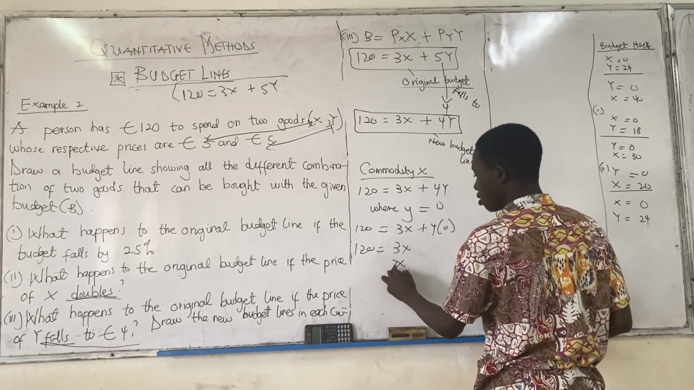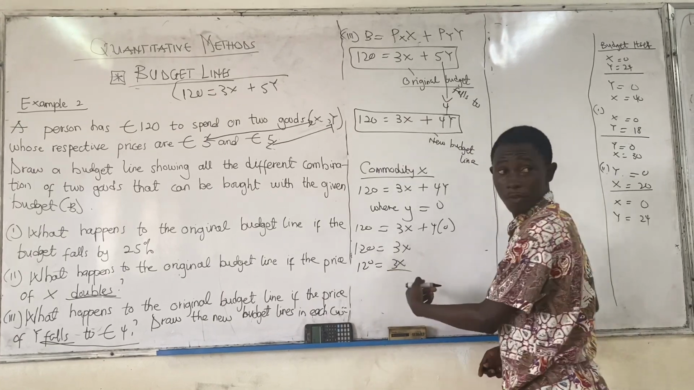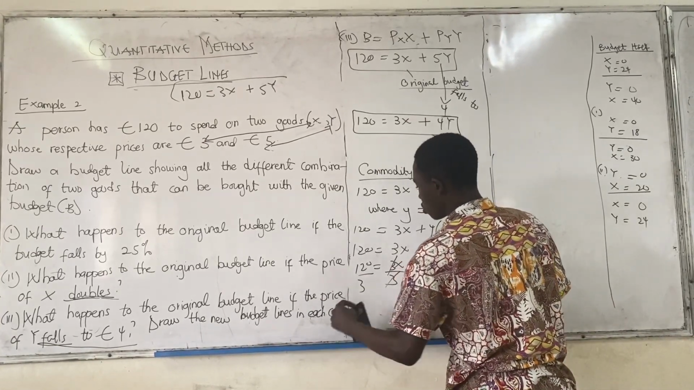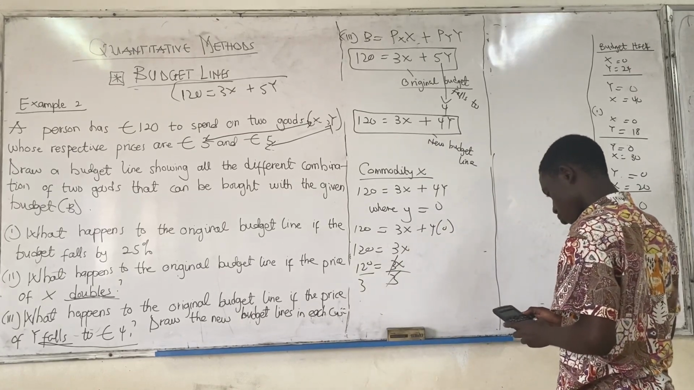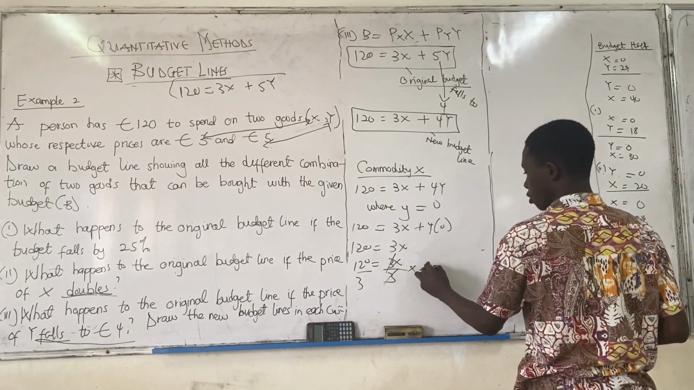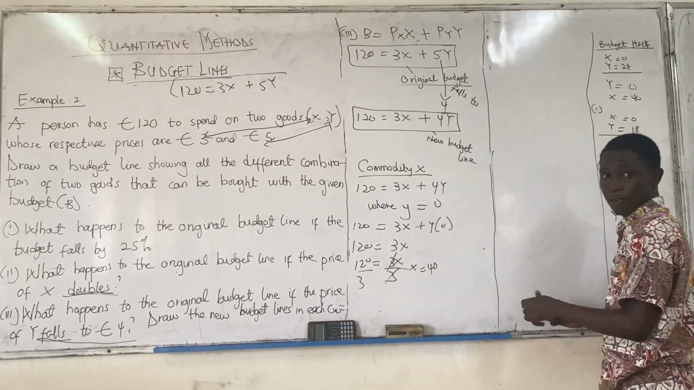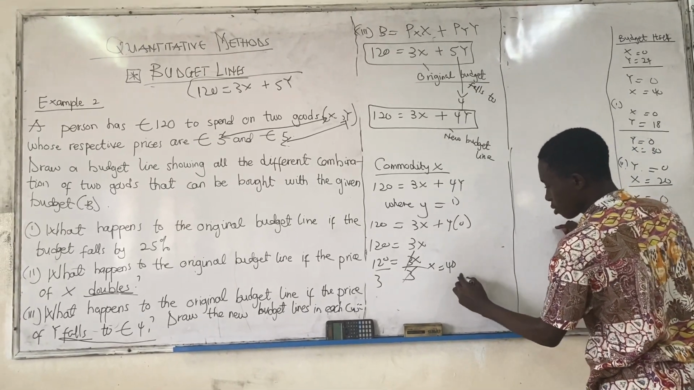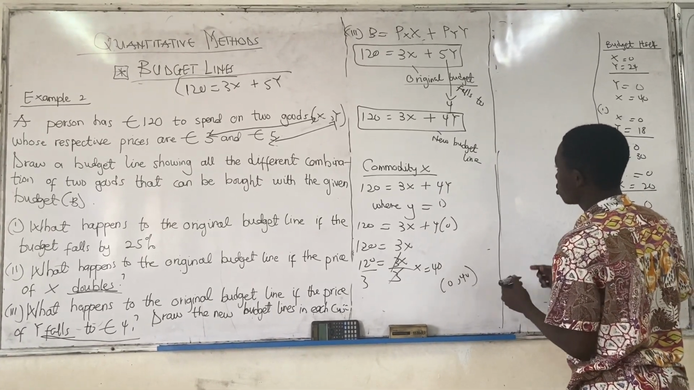Divide both sides by the coefficient of x, which is 3. So 3 cancels out. 120 divided by 3, you are getting 40. So x is 40. So the coordinates for the commodity x is going to be what? 0 and what? 40. So 0 and 40.